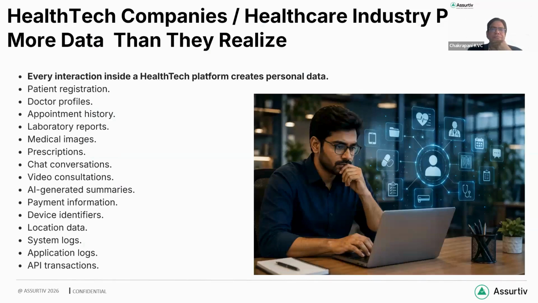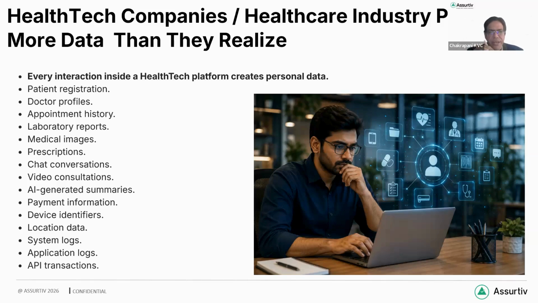Now, when we talk about health tech companies or healthcare industry processes, so what sort of processes do we think of? Okay, every interaction with a patient or a consumer, or we say client in business environments, or we are providing our health tech platform to multiple healthcare industry professionals. So what sort of personal data is going to be processed in these areas?